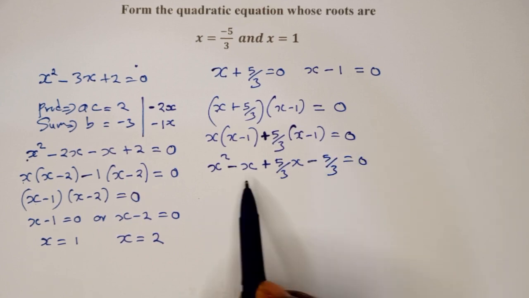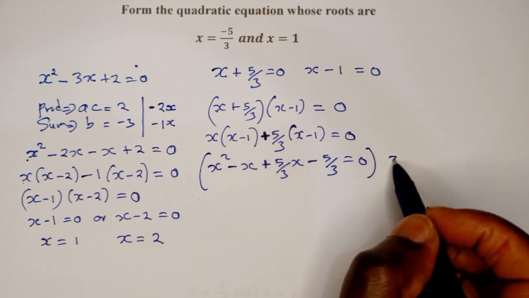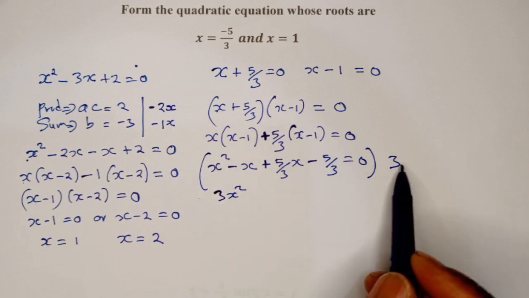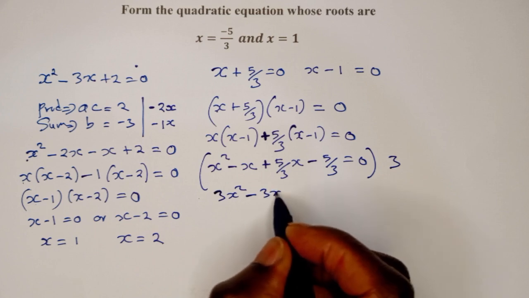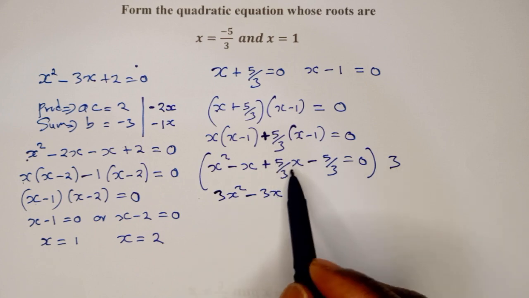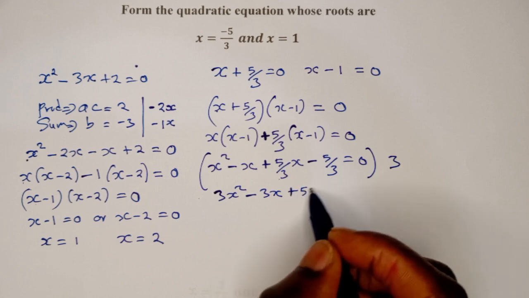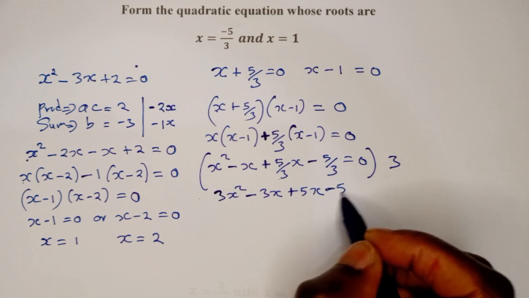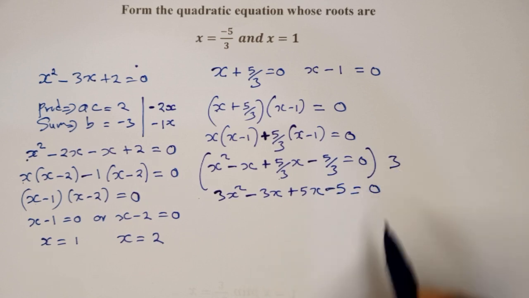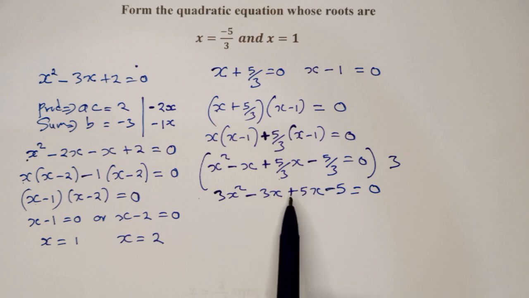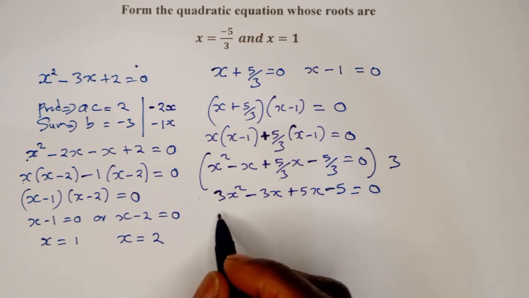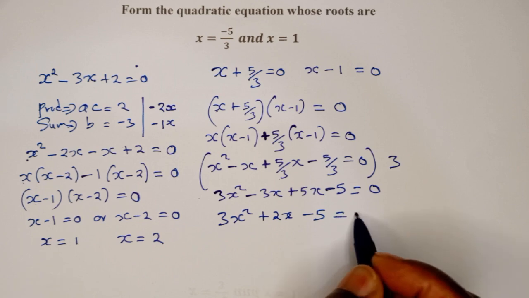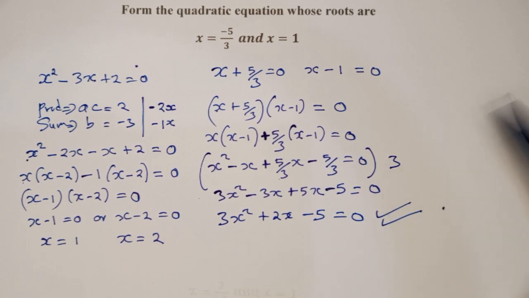I want to remove the 3 down here, so I'll multiply everything by 3. 3 times x squared gives me 3x squared. 3 times negative x gives me negative 3x. 5 over 3x times 3, the 3 cancels, and you remain with plus 5x. 5 over 3 times 3, the 3 cancels, and you remain with negative 5, equals 0 times 3, which is 0. Then collect the like terms. Negative 3x plus 5x gives you positive 2x. So this will be 3x squared plus 2x minus 5 equals 0. And that is the equation of these roots.